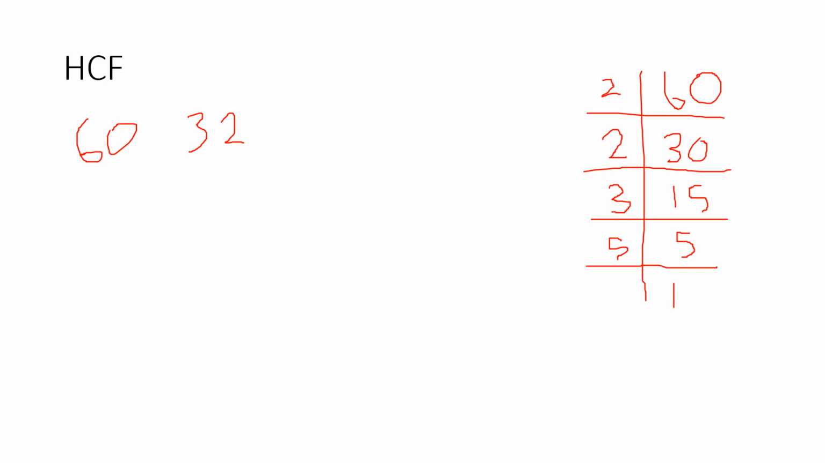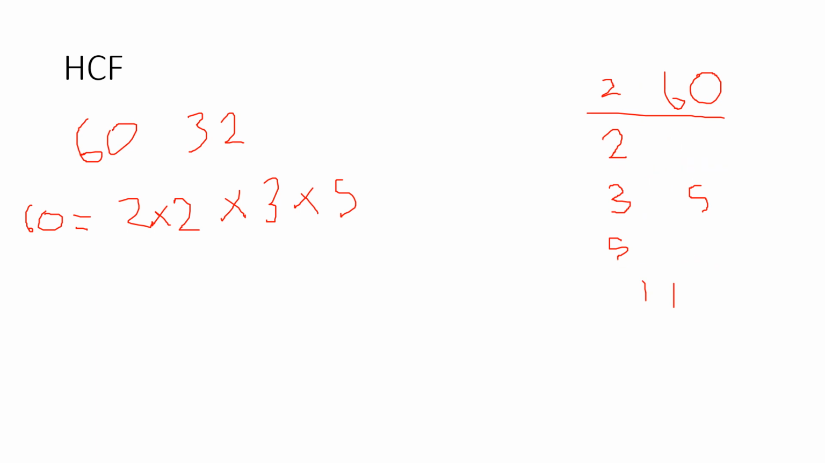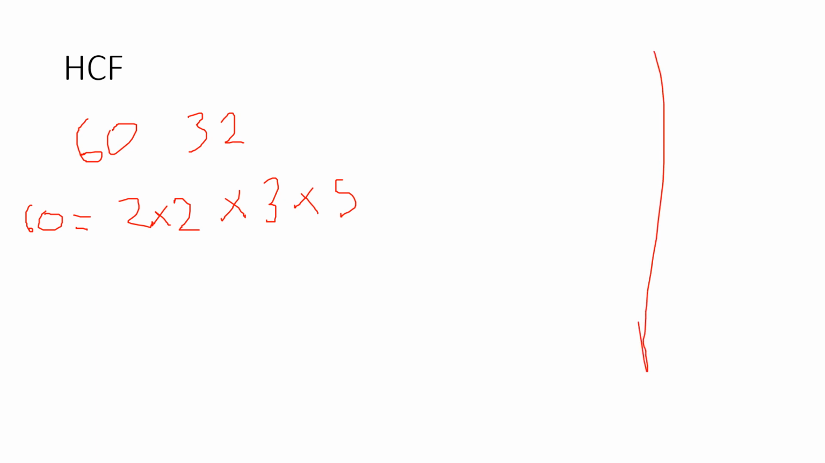So now you write your what? Your prime factors of 60. So the prime factors of 60 is going to be 2 multiplied by 2 multiplied by 3 multiplied by 5. Let me just erase here because you already have the prime factors, and then we find the prime factors of 32. So we draw our table, and then it's going to be 32.